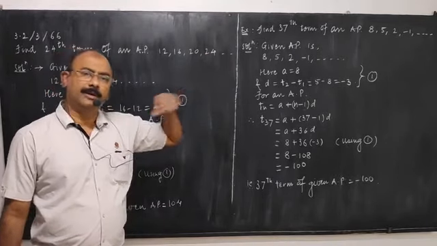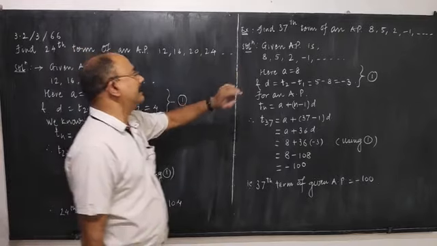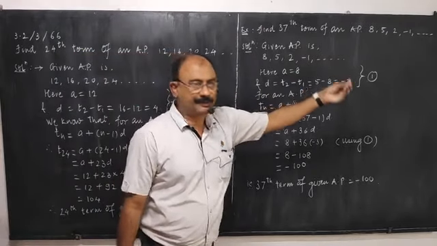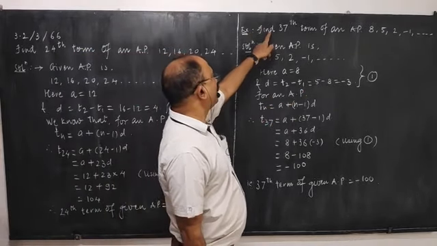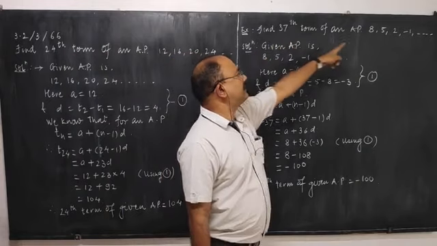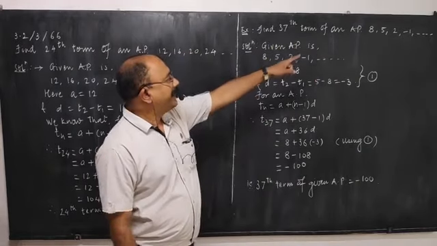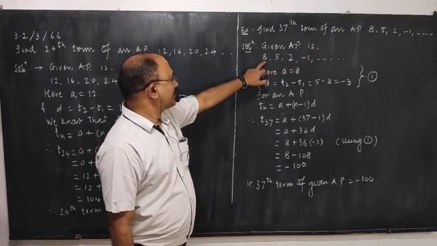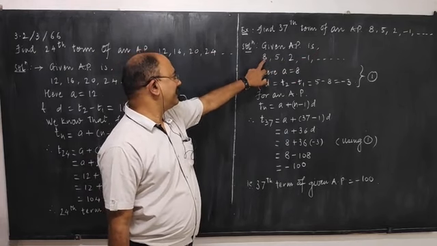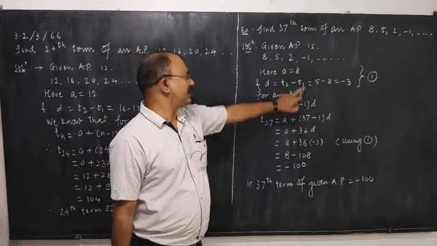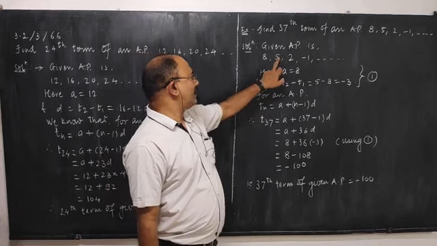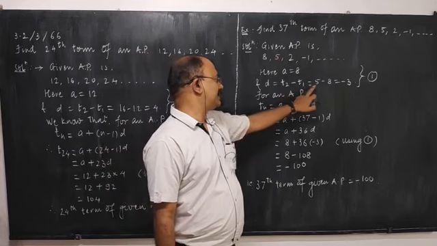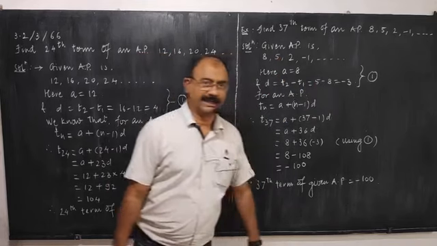One more example of the same nature I have written here. This is an example out of the textbook, an extra example. Find the 37th term of the AP 8, 5, 2, minus 1. So the given AP I have written. From the given AP we can directly write the first term. D, the common difference, is always second term minus first term, T2 minus T1. 5 minus 8 is equal to minus 3.